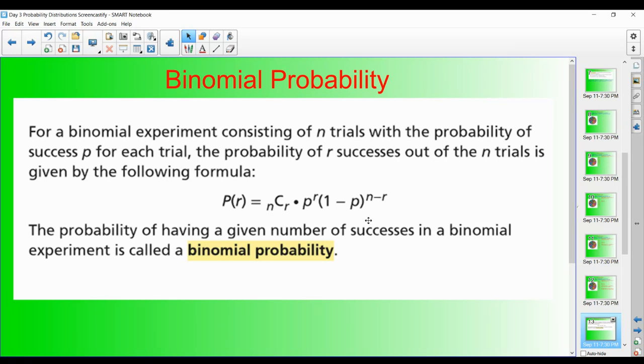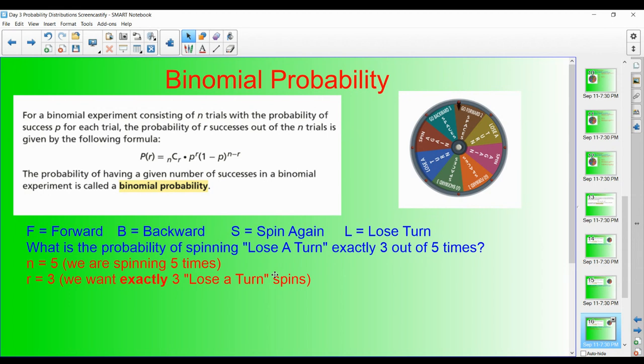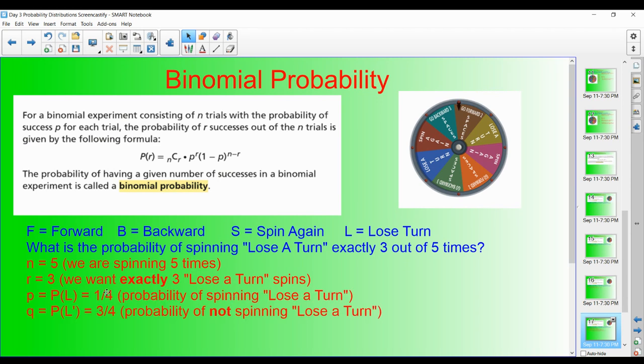So let's go through a problem. Same problem, so we can see how the formula works. We're spinning the spinner 5 times and we want exactly 3 successes. So 5 trials, n equals 5. 3 successes, that means r equals 3. The probability of success, p, we saw, is 1/4. And q is the probability of failure, or not success. So that's 3/4.